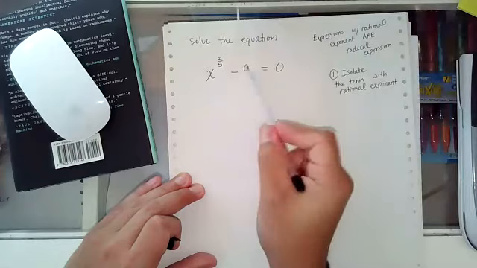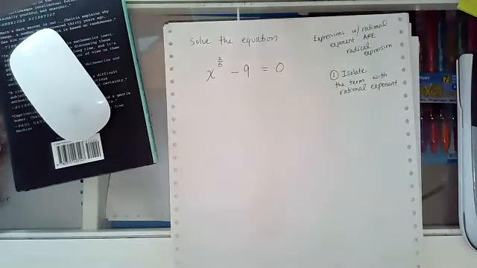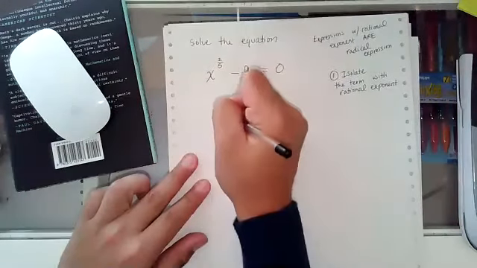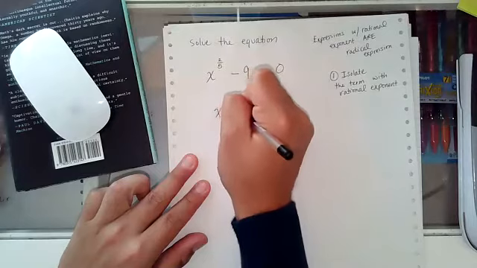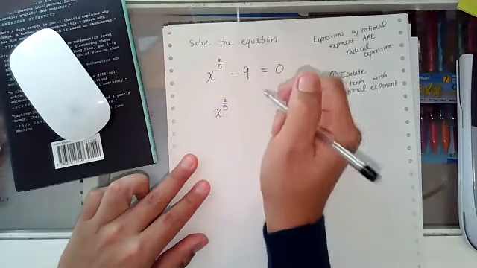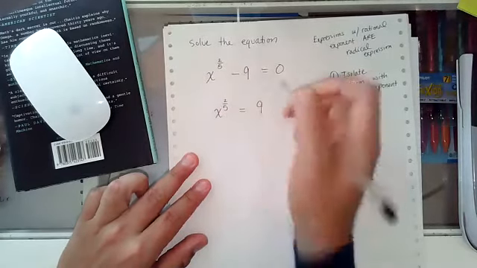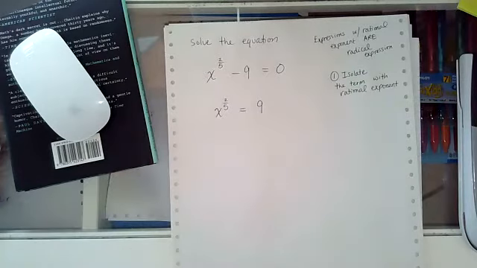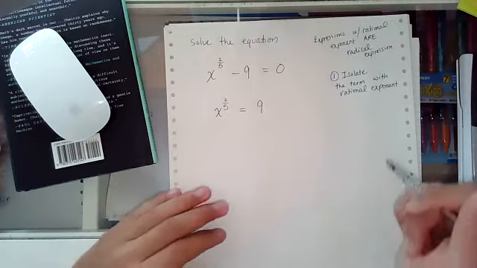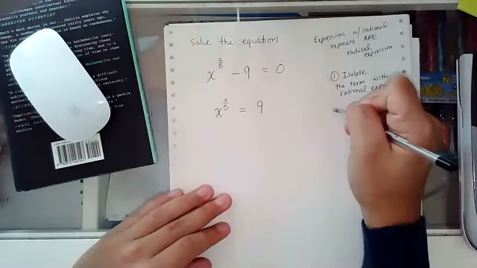So you might want to move the 9 over to the other side. So if we do that, we'll have x to the 2/5 power is equal to positive 9. Is everybody okay with that? Okay.